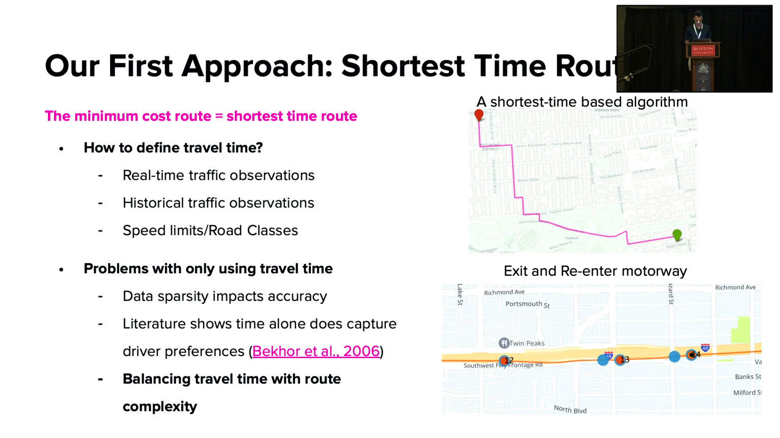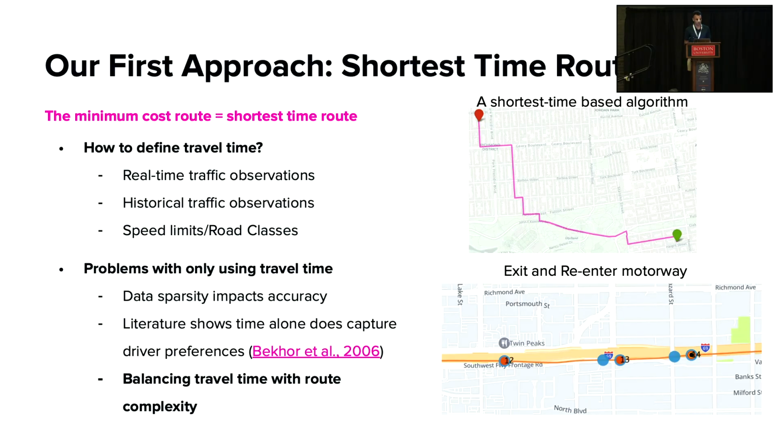the simplest algorithm, which is just defining the cost of a segment as the time it takes to traverse that segment. There are different ways you could define travel time, such as using real-time traffic observations, or historical traffic observations, so how fast people drive over the past month or week of data. Or if you don't have observations, you could use speed limits or road classes to infer how fast people might drive. But this approach wasn't perfect.